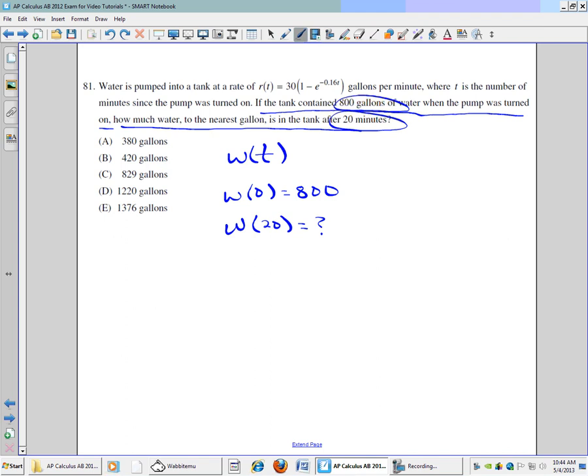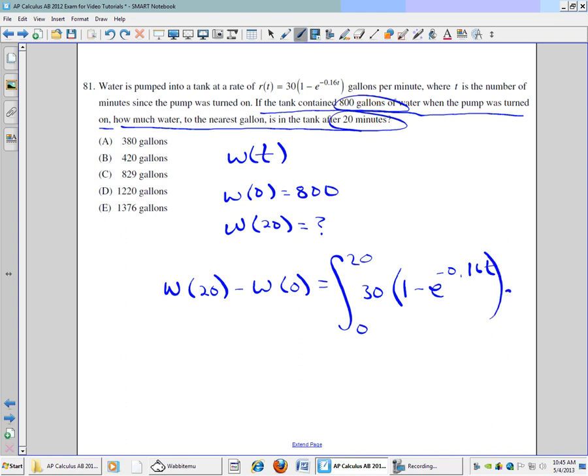So let's go ahead and set up the information using an integral. We'll have W of 20 minus W of 0 equals the integral from 0 to 20 of the rate at which it's being pumped in, which is 30 times 1 minus e to the negative 0.16 t dt.